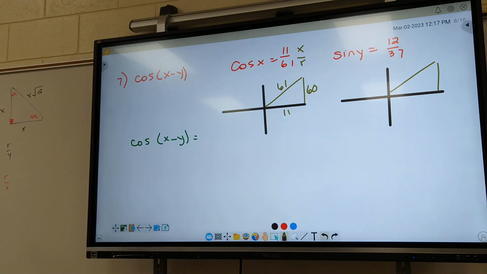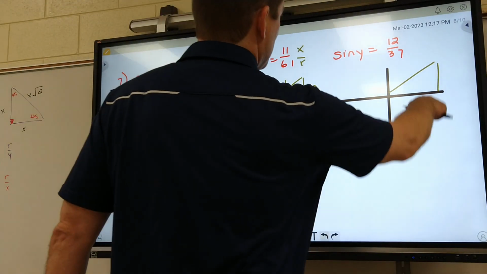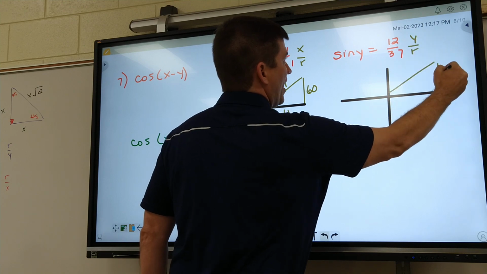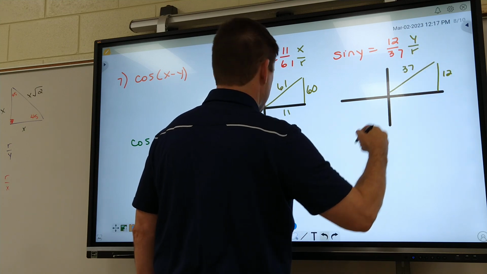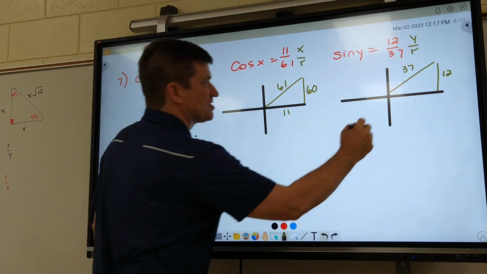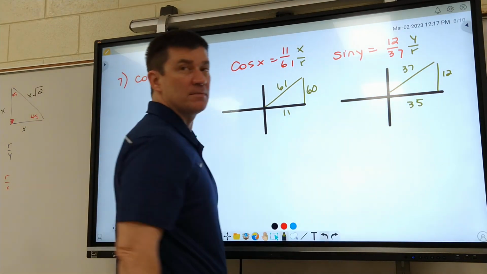So wouldn't it be the same as the other triangle? You mean the second one? Yes, we just did that one too. So 12 goes on the y-axis, 37 here. Yes, that's the same one we just did, right? So the third number, it's got to be 35. It's just in a different spot this time, right?